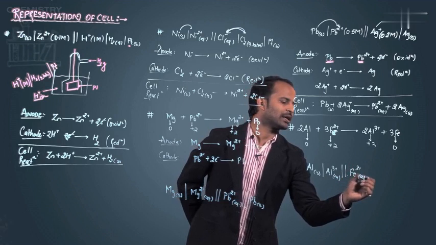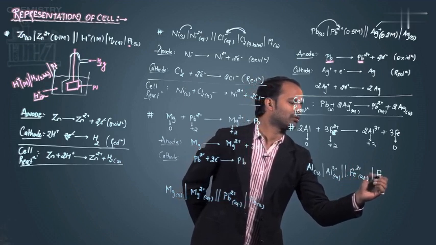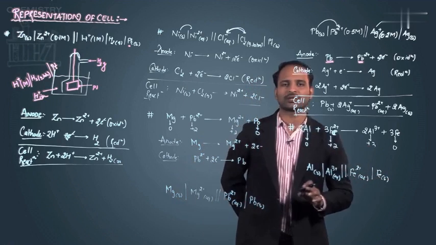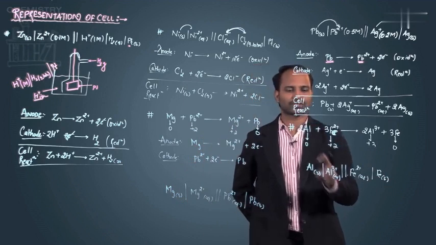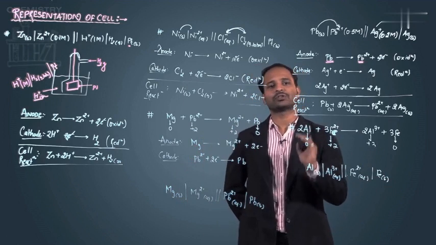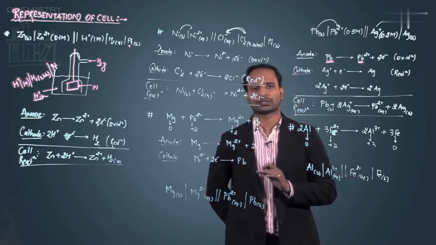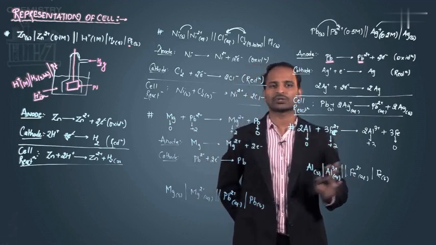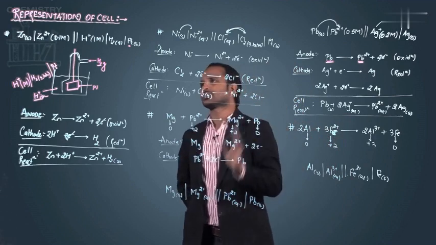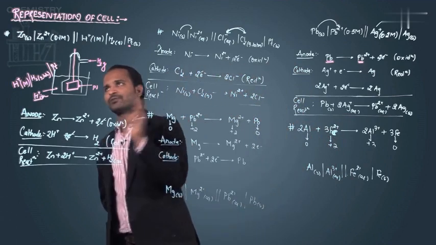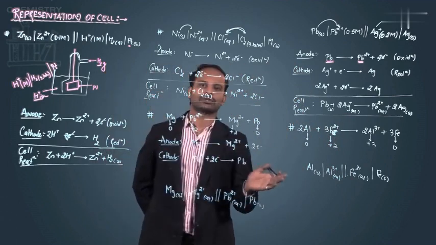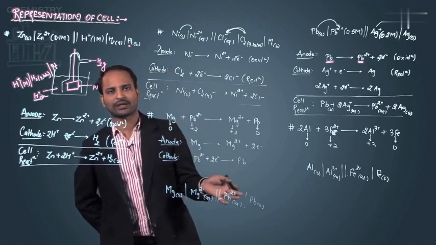Now in this case, while writing a cell representation, always keep in mind that the coefficients are not written in a cell representation. These coefficients come into the picture only to equalize the number of electrons. So while writing a cell representation, the coefficients are not considered. So generally in exam they give a cell representation and ask for the reaction, or they give the reaction and ask for the cell representation.